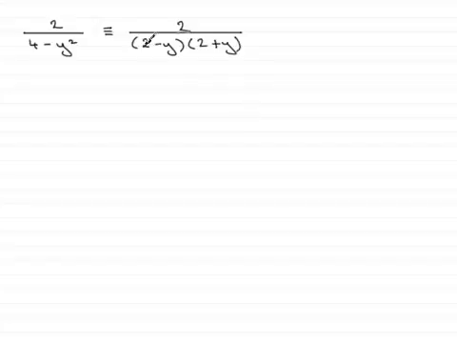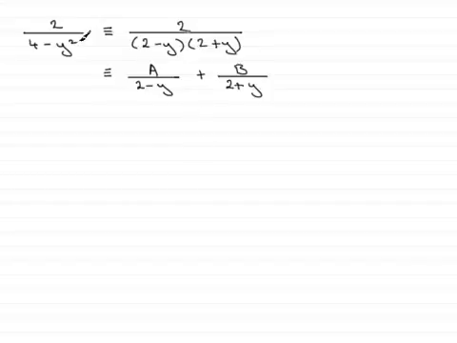Now when you have linear factors, as we have here, the partial fractions that you get are of the type of a constant, let's say a, over the first linear factor, so that's 2 minus y, and then another constant, let's call it b, say, all over the second linear factor, 2 plus y. Now in the next stage, what I always like to do is multiply both sides by the denominator, 4 minus y squared, but it's easier to see this as multiplying by 2 minus y, 2 plus y to both sides.